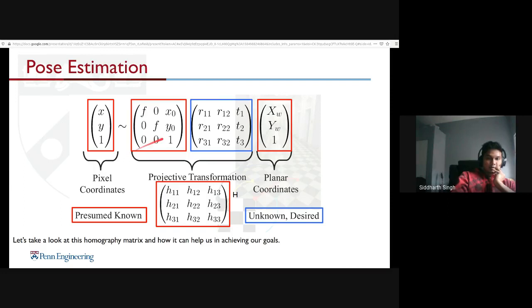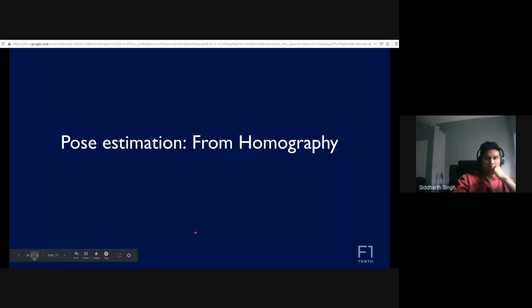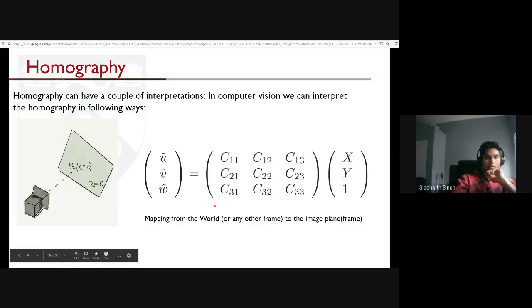Now, what we'll start working with is the homography matrix. For now, just assume we know lambda, and we have the correspondences. Specifically, just assume we have the correspondences, right? And we can calculate this homography matrix. So what do we do with this homography matrix? We want to estimate the pose, the rotation and the translation, from the homography.